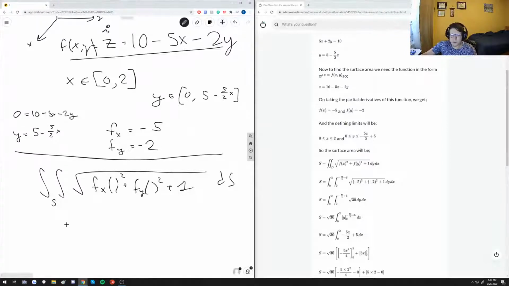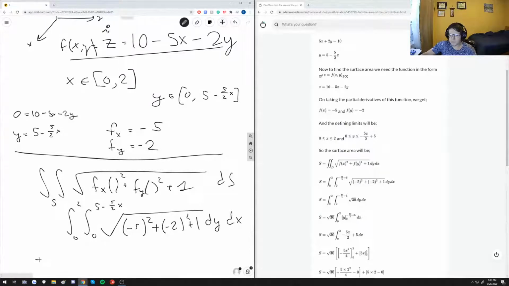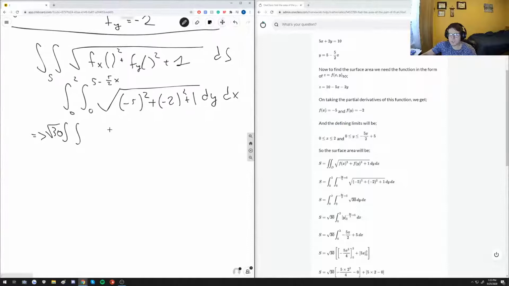Alright, so plugging these values in, first let's put our bounds. We want to integrate over the variable bounds first, so y from 0 to 5 minus 5 halves x, and x from 0 to 2, with dy first and then dx. We get the square root of minus 5 squared, plus minus 2 squared, plus 1. So this is going to be the square root of 30, and because the square root of 30 is a constant term, we can take it out of the integral, and we're just going to be integrating 1 with respect to y and x.